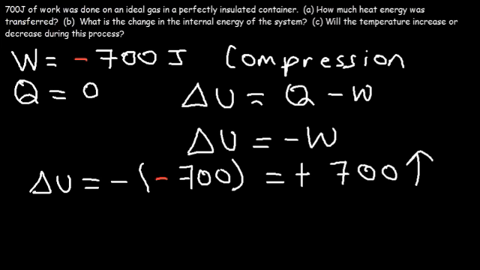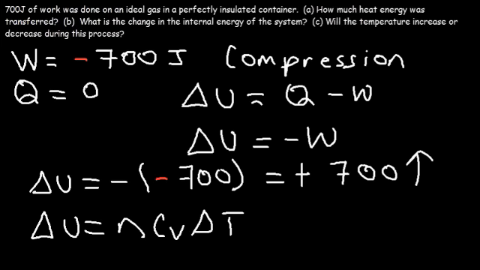Now, will the temperature increase or decrease? Well, delta U is proportional to delta T. So if delta U is positive, delta T will be positive, which means that the temperature will increase. So anytime you have an adiabatic compression, the temperature will go up. And during an adiabatic expansion, the temperature will go down. So as we compress the gas adiabatically, the net effect was to increase its internal energy, and therefore the temperature went up.